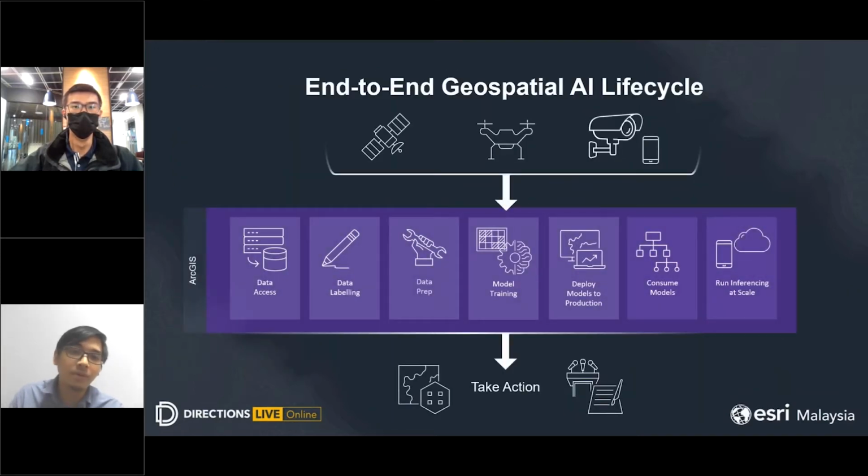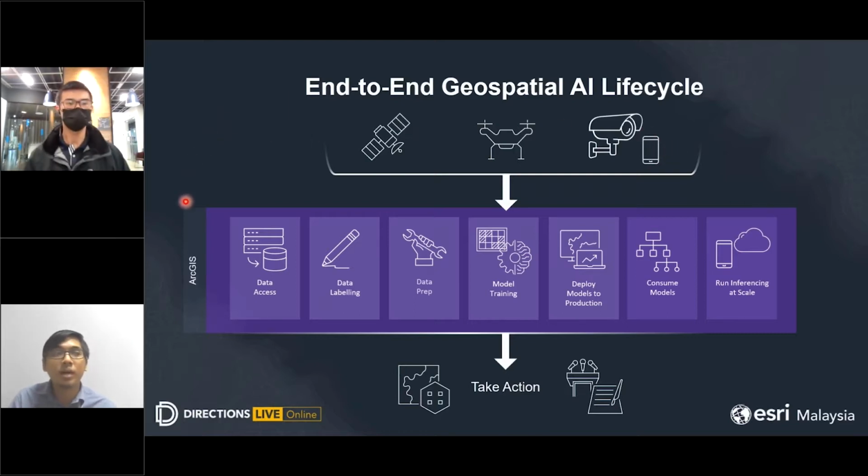Okay, in the context of this end-to-end geospatial AI lifecycle, I believe ArcGIS provides you with end-to-end solutions for these GeoAI applications. For example, here you can start to incorporate your own imageries: satellite images that you have, drone imageries, CCTV videos, and images coming from your mobile devices, for example.